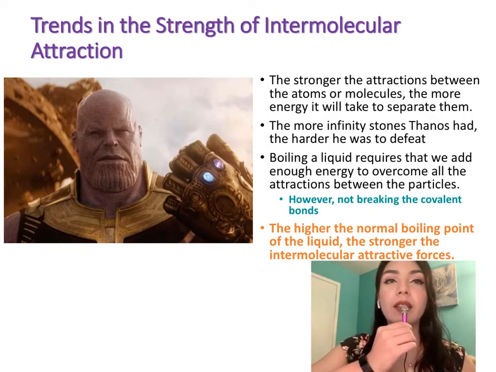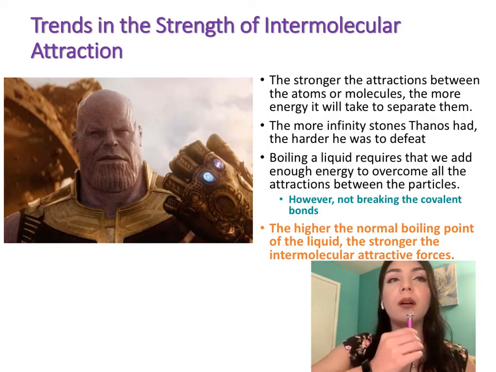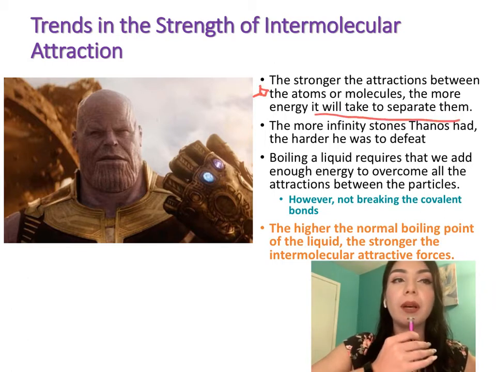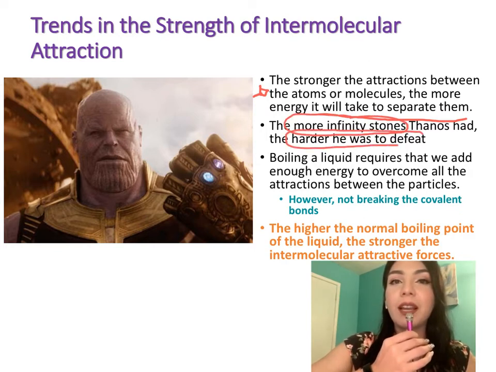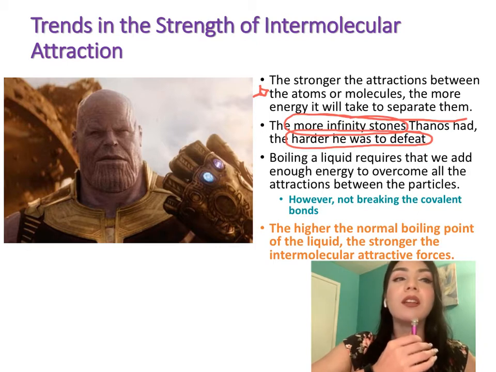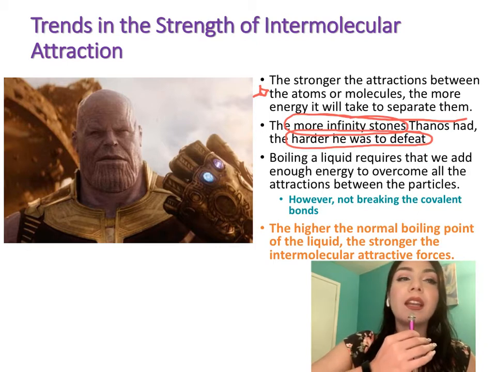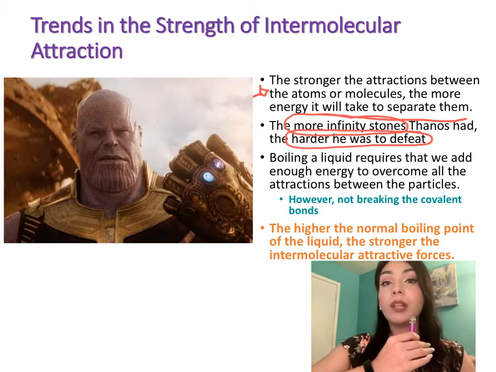So, a trend that we should know about intermolecular forces and the strength of IMFs is that the stronger the IMFs, then the more energy it's going to take to separate them. So, I want you to think about how the more infinity stones Thanos collected, the stronger he was getting, right? And the harder he was to defeat. So, it's the same thing here. And it translates into boiling point.